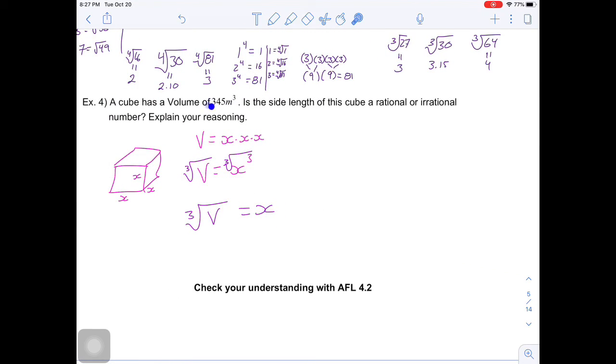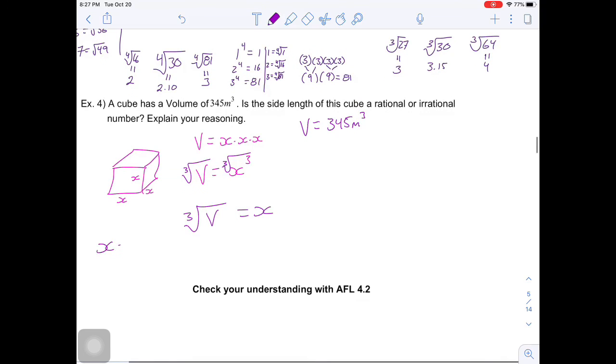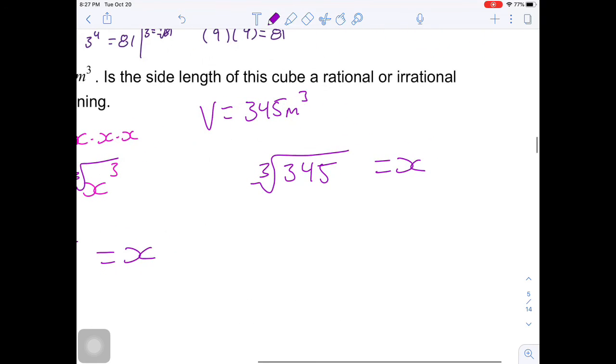So let's figure this out. I can try and solve for x by plugging in my volume, 345. So recognize volume equals 345 meters cubed. I can plug that into my equation and solve for the side length, where x equals side length. Okay, and remember, they're all the same side lengths because it's a cube. So what I'm going to do is cube root 345, and that equals x. Okay, so I have to figure out, is this a perfect cube? If it is a perfect cube, then it's rational. If it's not, then it's irrational.